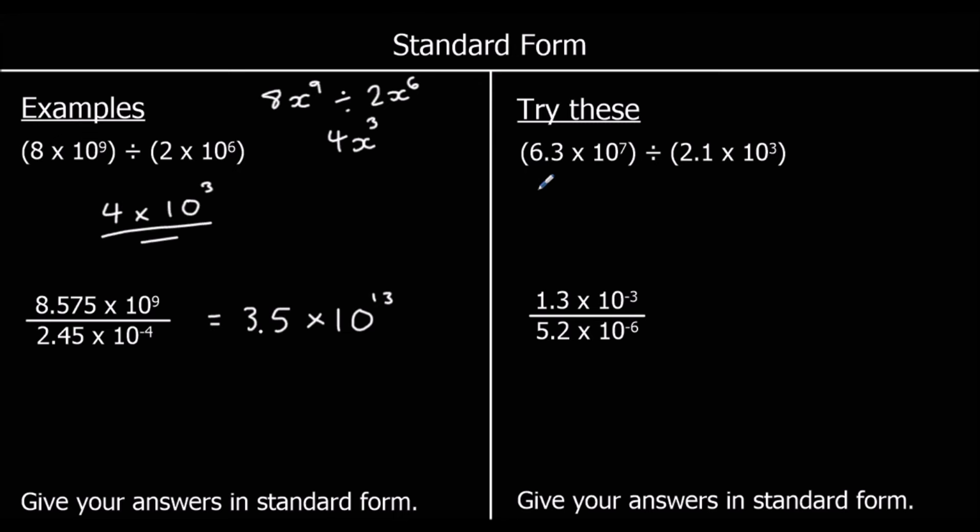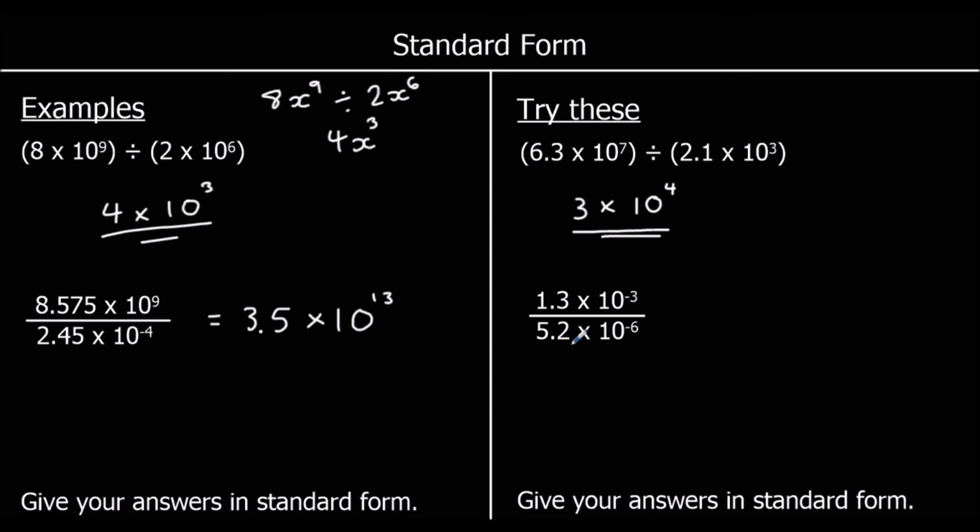Okay, so the first one, we've got 6.3 times 10 to the power of 7 divided by 2.1 times 10 to the power of 3. So we divide our 2 numbers in front. 6.3 divided by 2.1. How many 2.1s go into 6.3? That's 3. And 10 to the power of 7 divided by 10 to the power of 3. So 7 take away 3 is 4. So that's 3 times 10 to the power of 4.